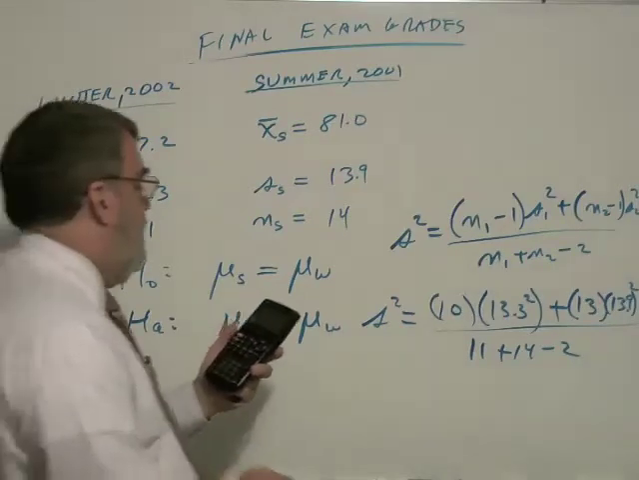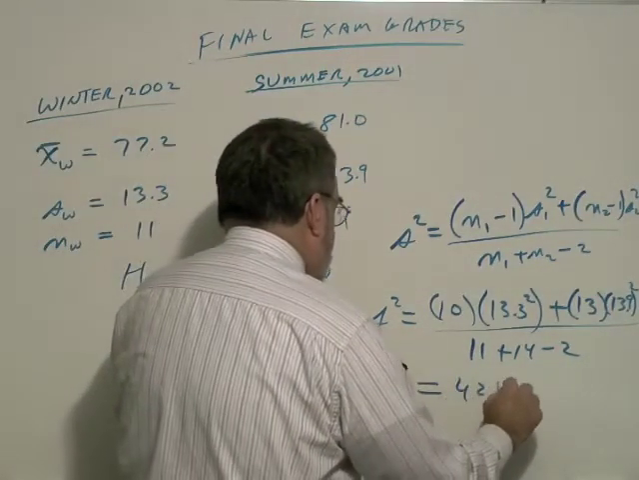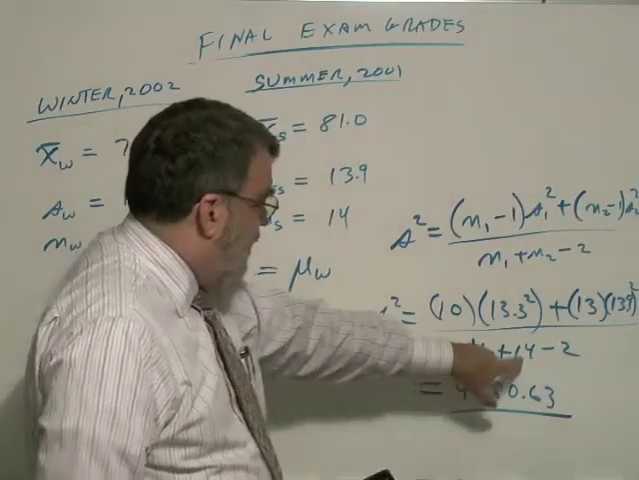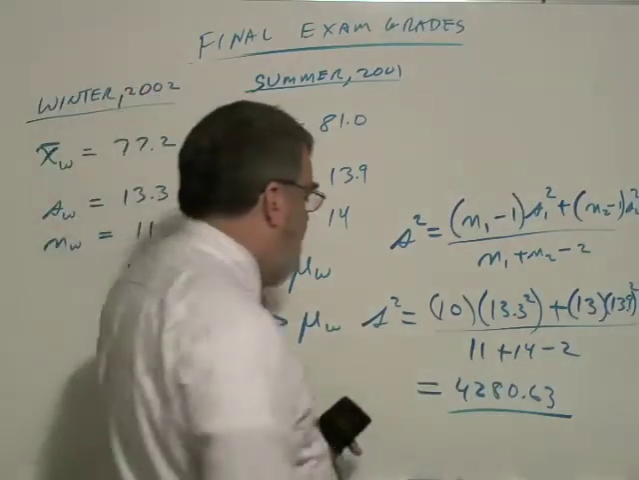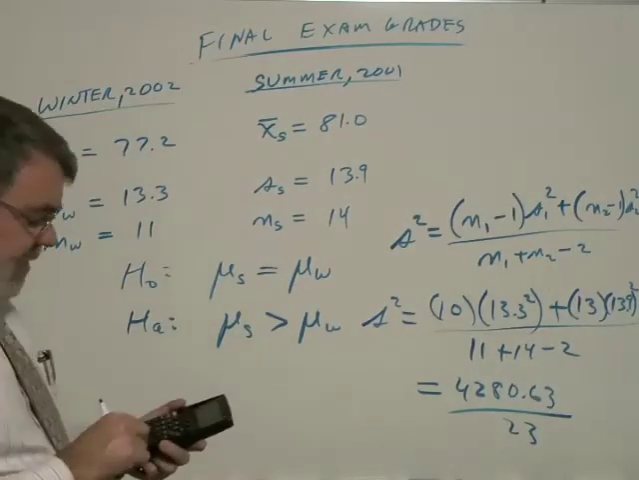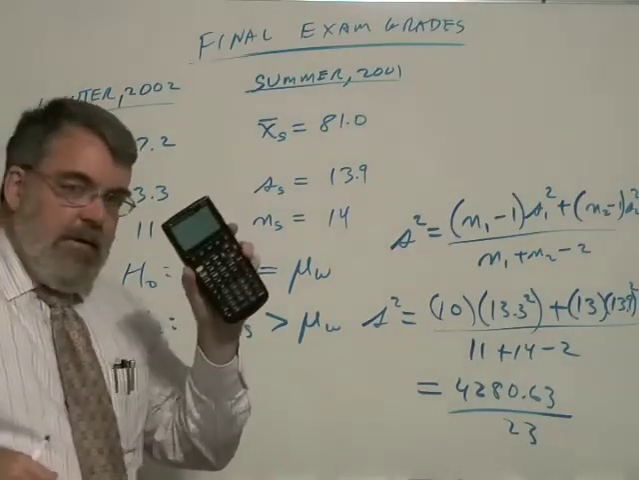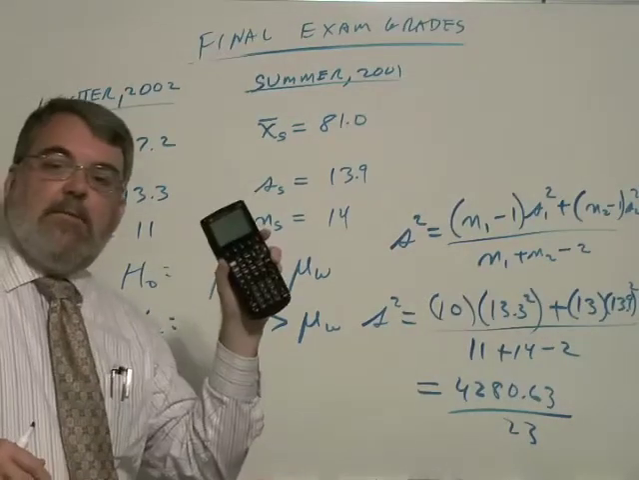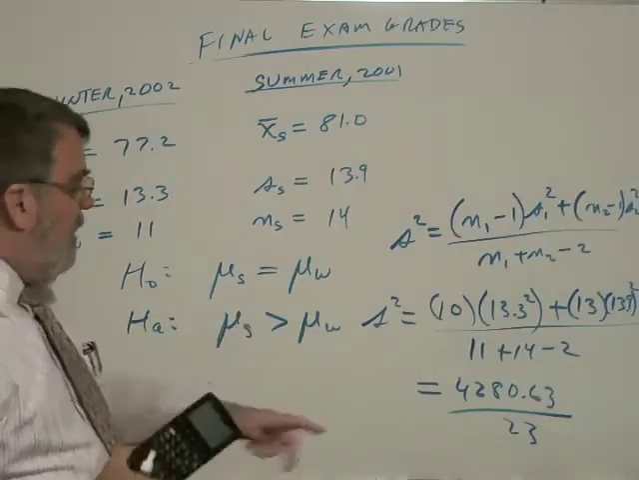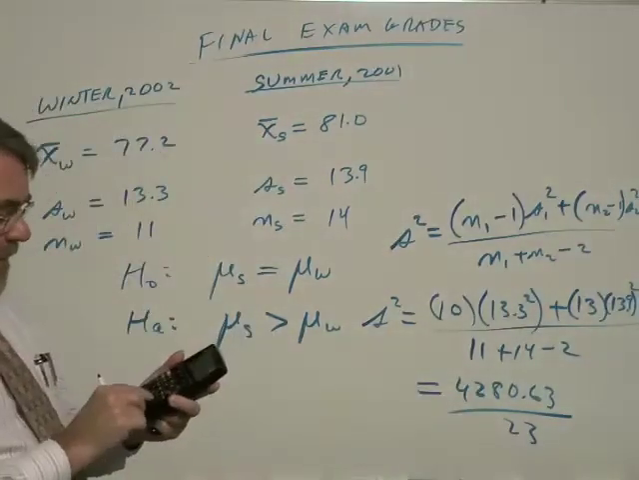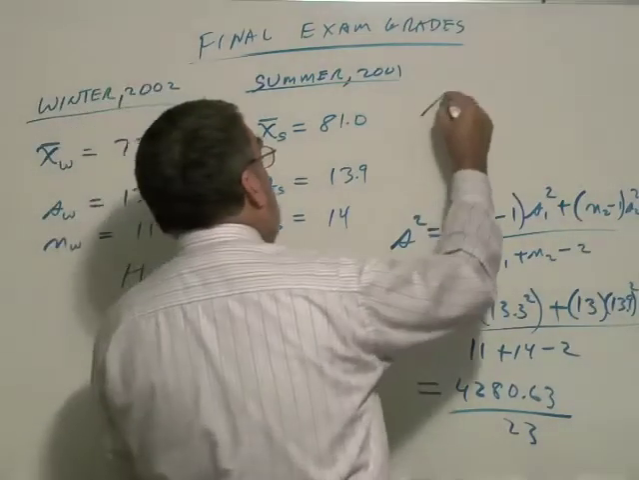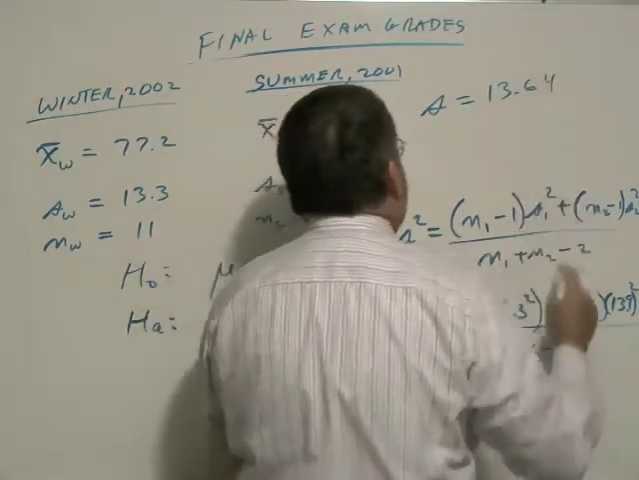And I get 4,280.63. Denominator would be 11 plus 14 minus 2. It looks like it's going to be 23. So S squared is 4280.63 divided by 23. I went ahead and divided. I got 186.11. But now I'm going to take the square root because I really want to know what S is. So this calculation here, we need to take its square root. And I got 13.64. So S is 13.64.